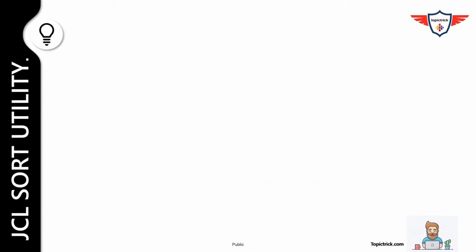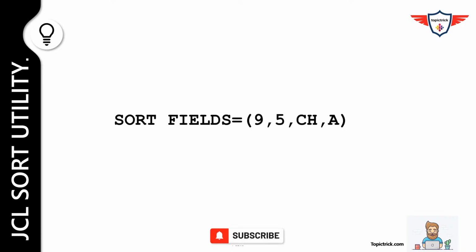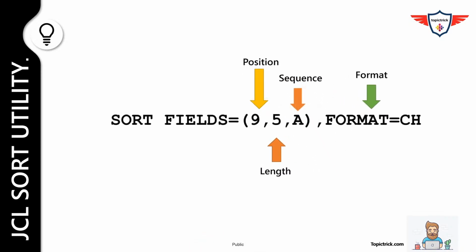Now let me quickly explain the sort card which is used in this JCL. So you have SORT FIELDS, which is a keyword. After that you have an equal sign, and thereafter in simple brackets I've specified the field on which I want to apply the sort criteria. So 9,5: 9 is the starting position of the field in the input file, and 5 is the length of that particular field. After that, I've specified the format of the field, that is CH, character, and then I've specified the sorting sequence. So I've used ascending.